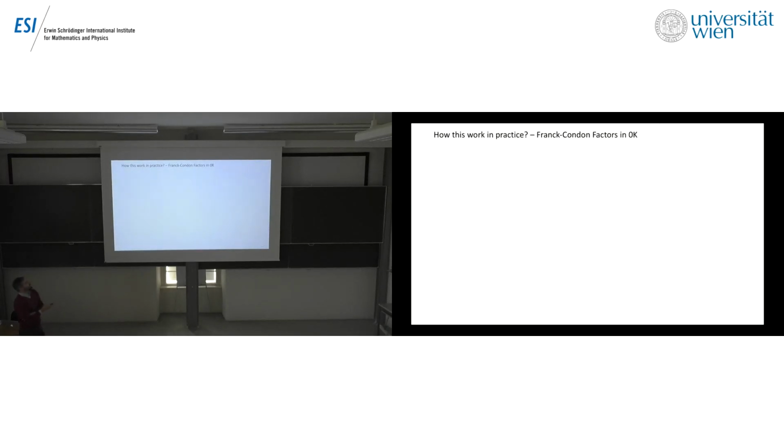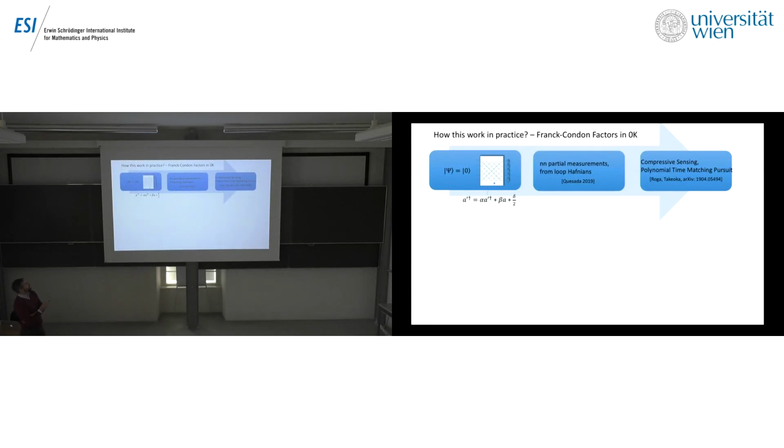Okay, how does it work in practice? We take an initial state for our boson sampling as a vacuum state. So we do it at 0 Kelvin, at zero temperature. The initial state is just vacuum. Then we apply this Bogoliubov transformation people know. And then we measure just, let's say, nearest neighbor partial measurements. We calculate them from this loop Hafnian. And then we apply this polynomial-time matching pursuit.